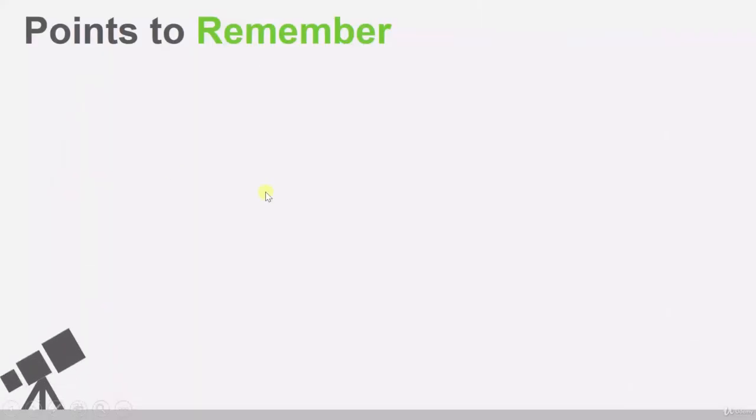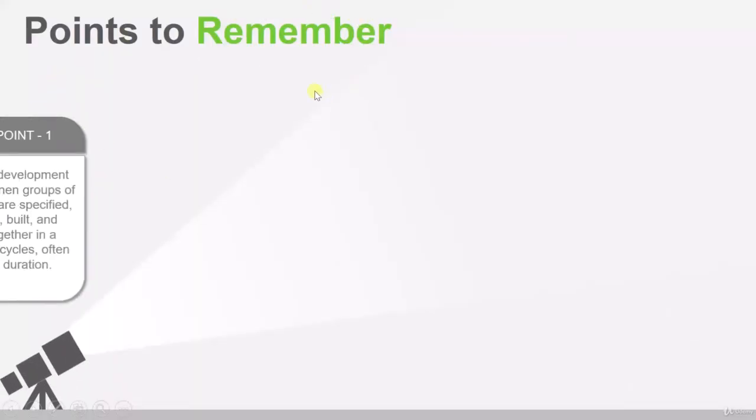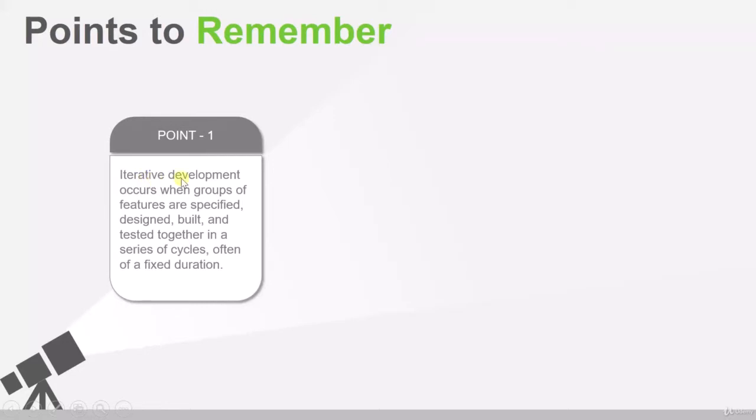Now, let's go over a few key points that you should remember. Point 1. Iterative development occurs when groups of features are specified, designed, built, and tested together. So you will have some requirements that will be designed, built, and tested together in a series of cycles. As you saw, we tested the requirements repeatedly in one phase after another, often of a fixed duration. Like we had a fixed duration of 1 week for each phase.